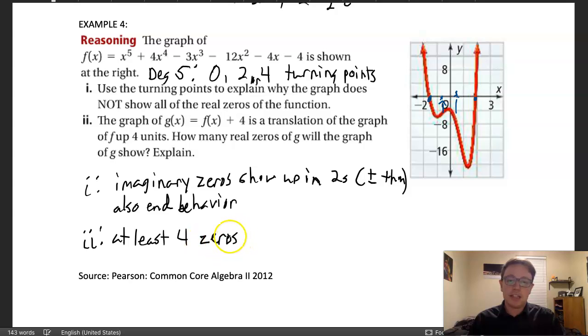But what does that mean? We know that imaginary zeros show up in 2s. We need a plus and a minus. We only have one more zero we can do because this is degree 5, so we only have 5 zeros. So this means that we have 5 real zeros. Imaginaries are going to show up in 2s, so we know we need to have all 5.